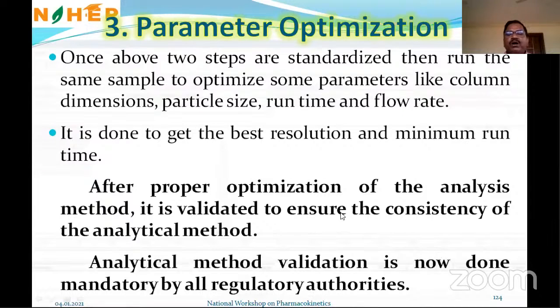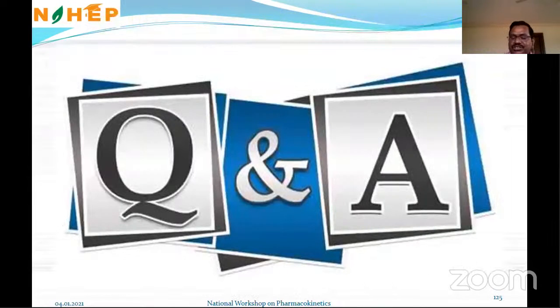After proper optimization of the analysis method, it is validated to ensure the consistency of the analytical method, and analytical method validation is now mandatory for all regulatory authorities. So validation is very essential nowadays. With this, I conclude this description of various components of the HPLC system.